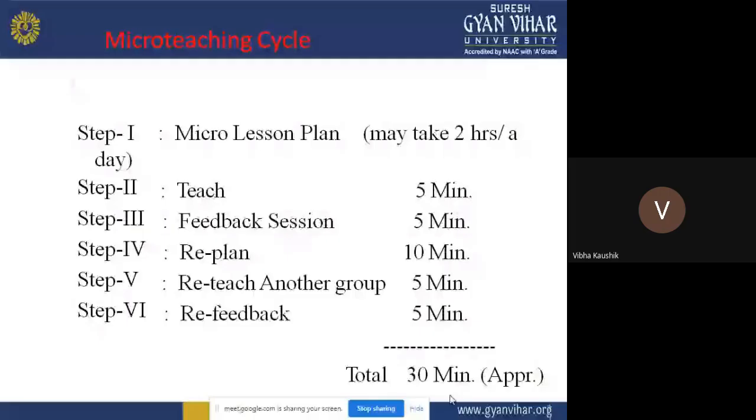Step 5, teach another group. Then again, on the replan that you have made, you will repeat with another group. And it can be of 5 minutes. Step 6, re-feedback. You will get the feedback on the basis of the presentation, and it again will be of 5 minutes. Means total 30 minutes approximately a micro teaching cycle will last.